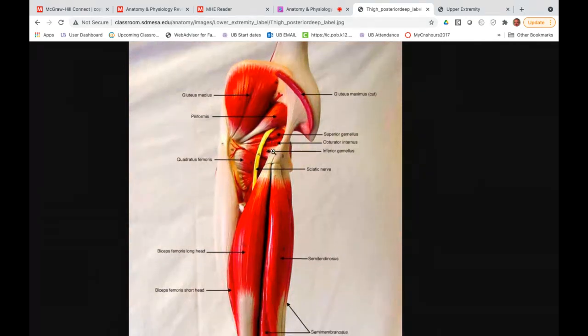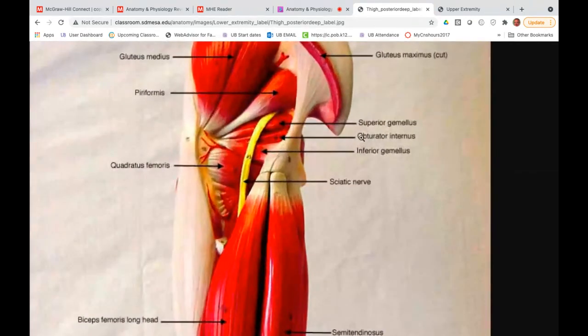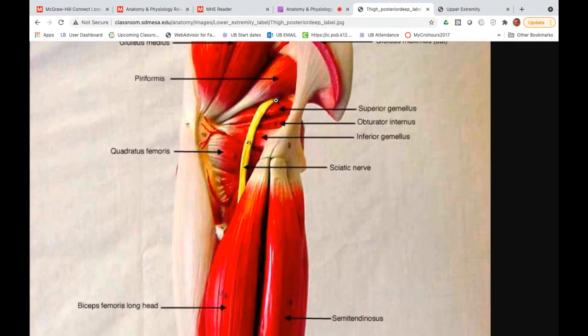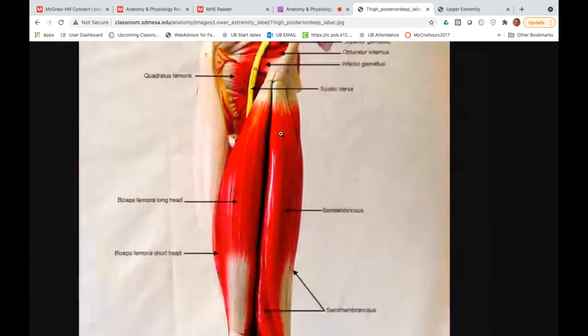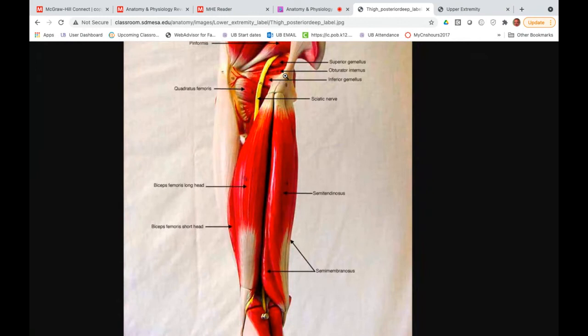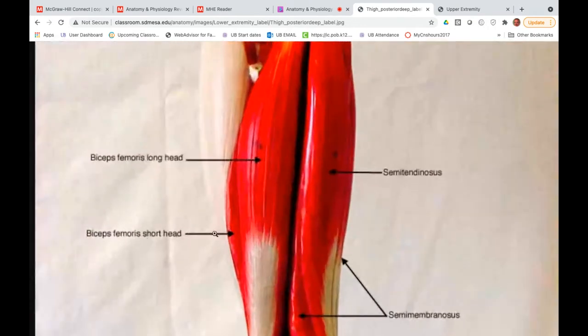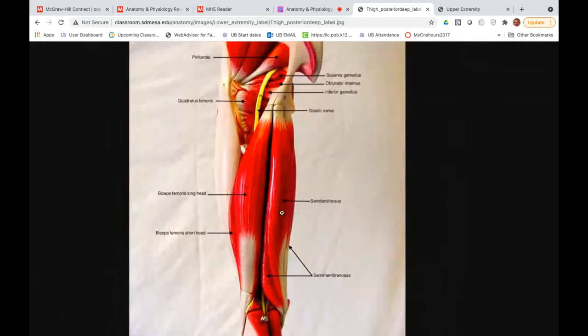Okay, so the gluteus maximus is cut. We could see those deep lateral rotators. Piriformis is a famous one, right? But here is the ischial tuberosity, and that's the origin of the hamstrings. So there's your biceps femoris, long head. Right there is the biceps femoris, short head. And then medially are the semis. There's your semitendinosus and semimembranosus.